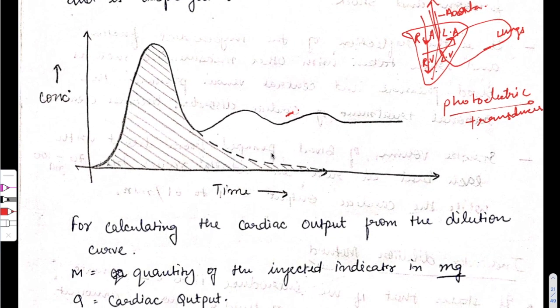This is a diagram of the cardiac output, showing concentration and time. Between concentration and time, at this point in time we introduced the indicator to the blood. After that, here is the maximum concentration reached in the blood.